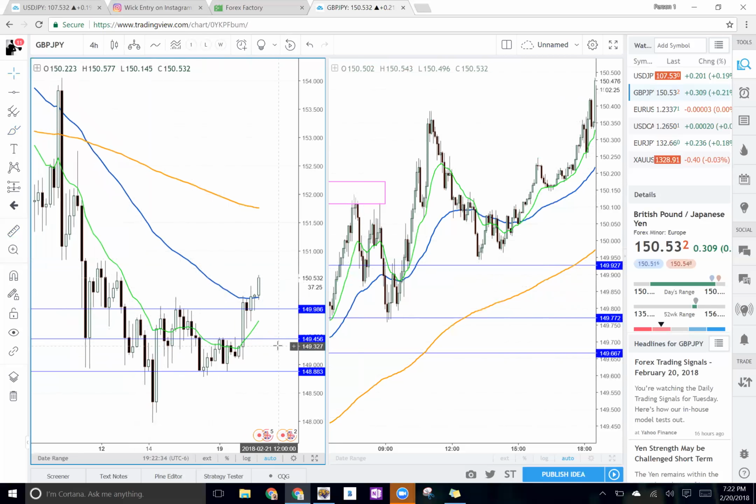And for me, if price on this 4 hour breaks this area here, I'm looking for this to be my target area. I feel like price will have a strong enough momentum to just keep going forward. Okay. Yeah, that's all I really have to say with zones.